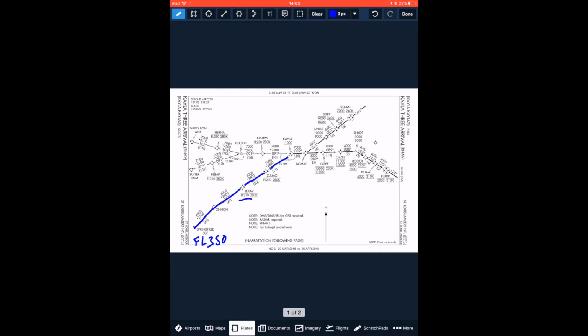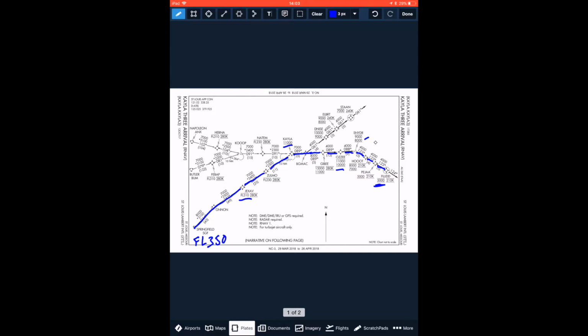On to Kayla, you want to stay at or above 11,000. Continuing on, cross Gibby between 15,000 and 11,000. Aussie between 10,000 and 11,000. Then 8,000 and 9,000. Hoot, Pija, and then ultimately cross Flood at 5,000 feet.